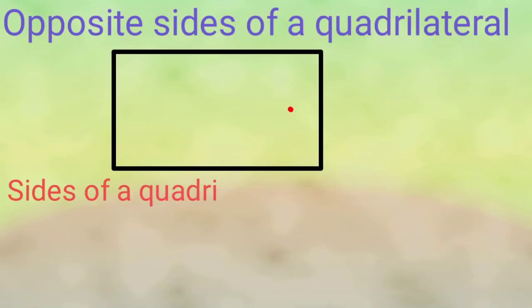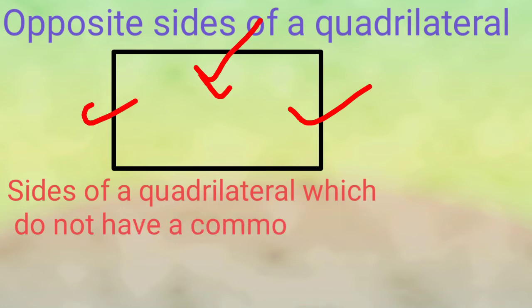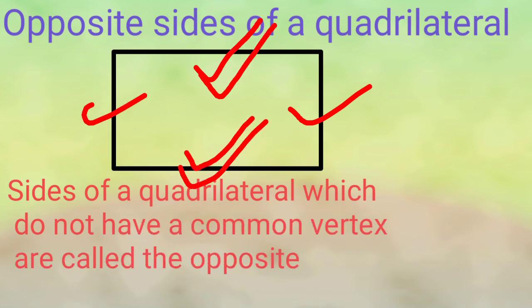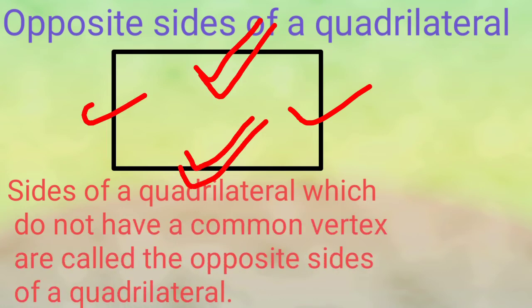Let us see opposite sides of a quadrilateral. Sides of a quadrilateral which do not have a common vertex are called the opposite sides of a quadrilateral. As we can say, the ones parallel to each other will be the opposite sides of a quadrilateral.